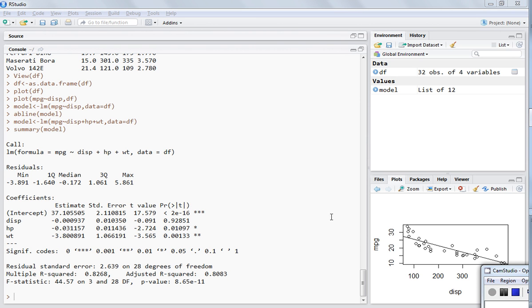How we calculate this t value, I will explain. Consider the estimate for displacement. It is minus 0.00937. Had this estimate been exactly 0, the coefficient for displacement would be 0, right? What we try to see is whether these estimates are far away from 0 or not. So we subtract 0, like 37 minus 0, divided by this standard error, which gives this t value.